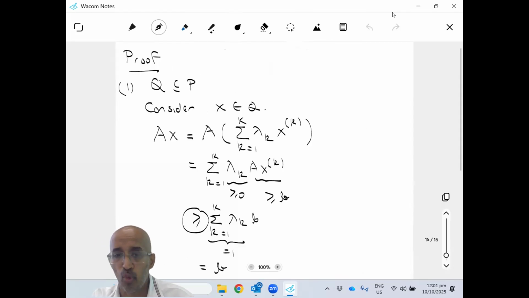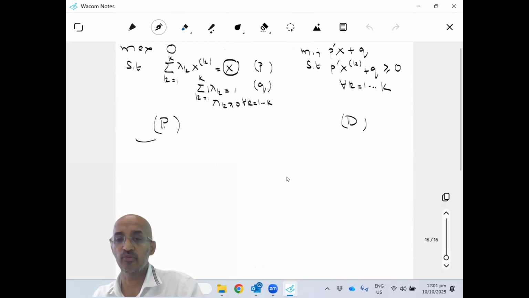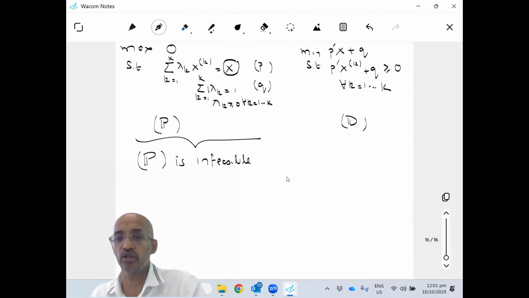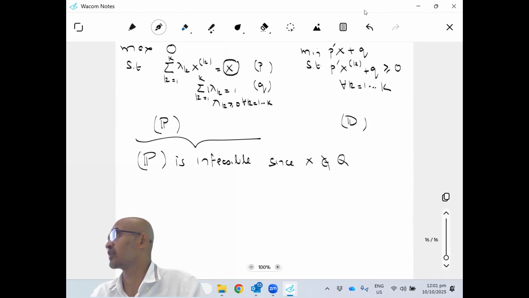Okay. So what have we assumed? We have assumed at this point that there exists some X in P, but X is not in Q. So when I try to write X as a convex combination of these points, X doesn't lie in the set. So that means under my assumption, the primal is infeasible, since X is not in Q. I cannot write X in this set. I cannot find lambdas to satisfy these conditions.